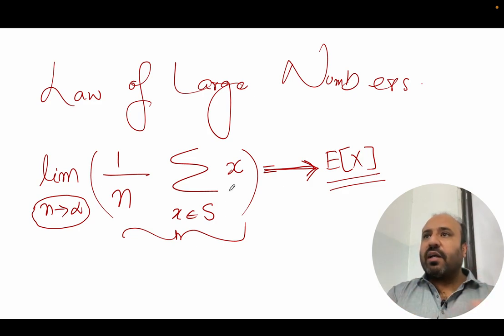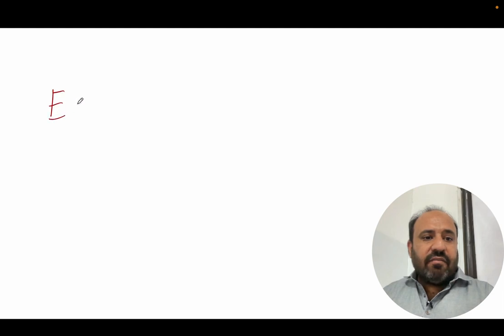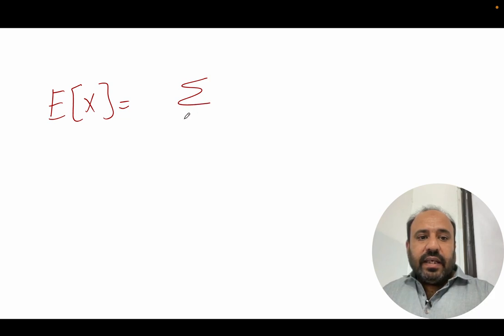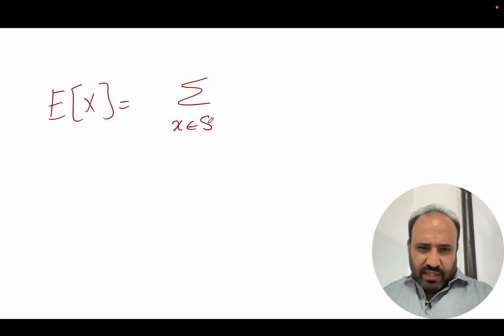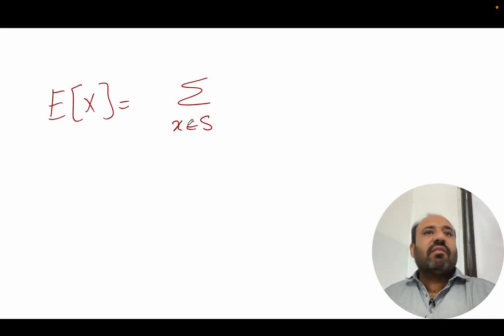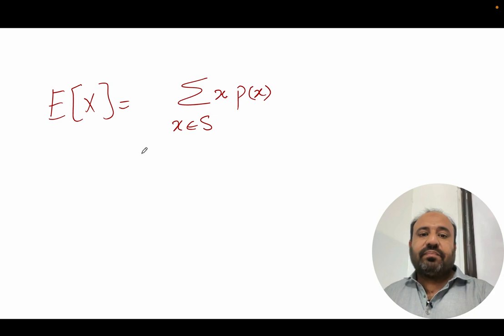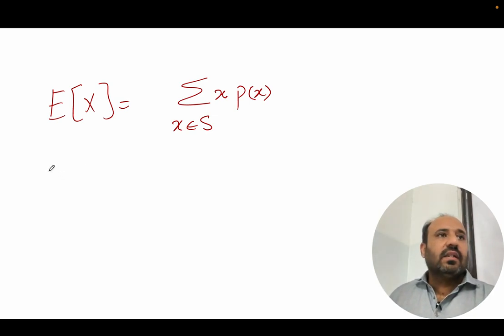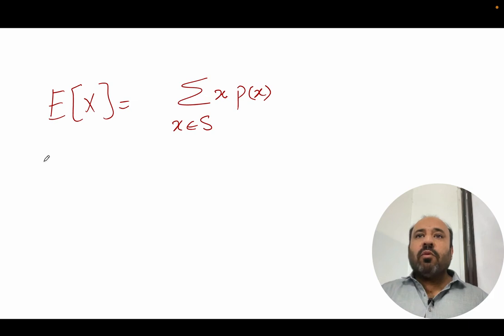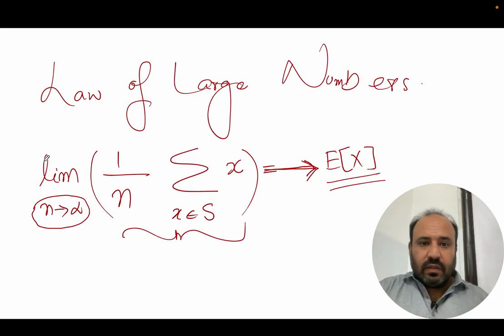You have already gone through it, but let me just write it formally. The expected value of a random variable x is simply the sum of all the values. Should I call it set S? I mean, the set S contains the sample space of the random variable. These are all the values the random variable can have, 0, 1, 2, 3, whatever. x times P of x. Okay? That's the formula.